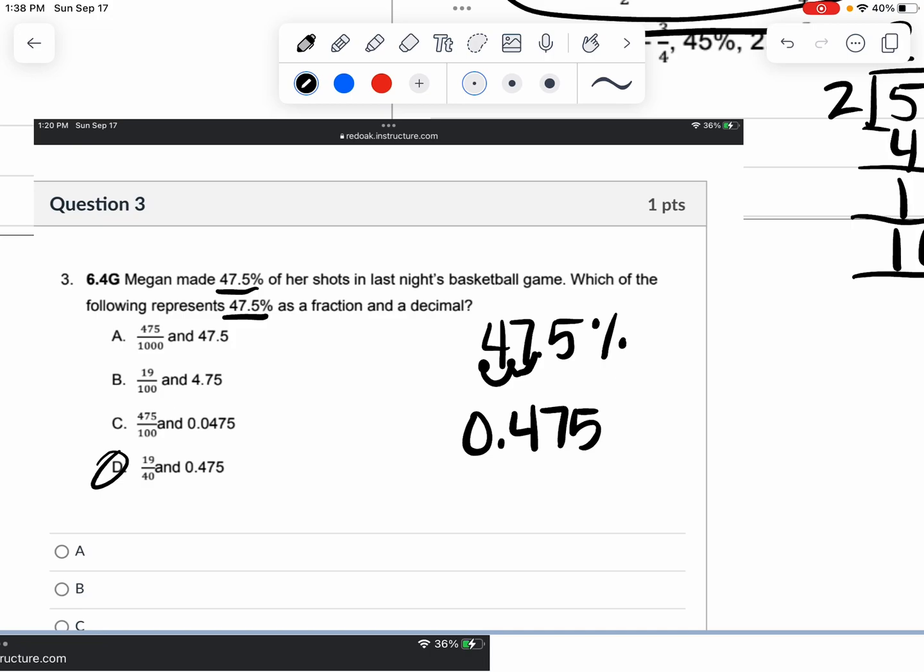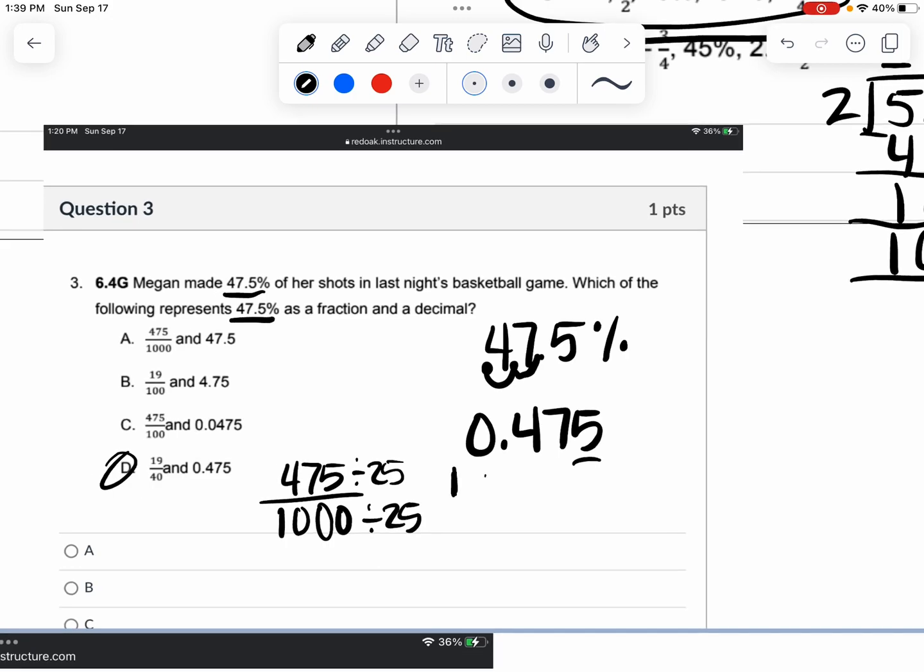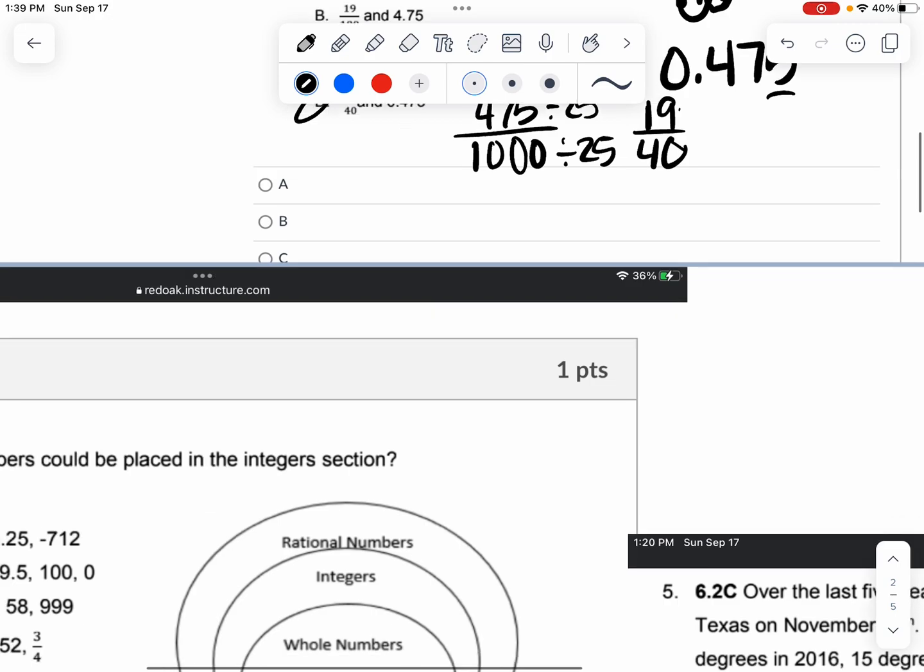Also, if I was putting it into a fraction, I would have 475, and this is in the thousandths place, so it would be over 1,000. And I would just simplify by dividing by 25, divide by 25, and I get 19 over 40. Okay. All right, moving on to number 4.